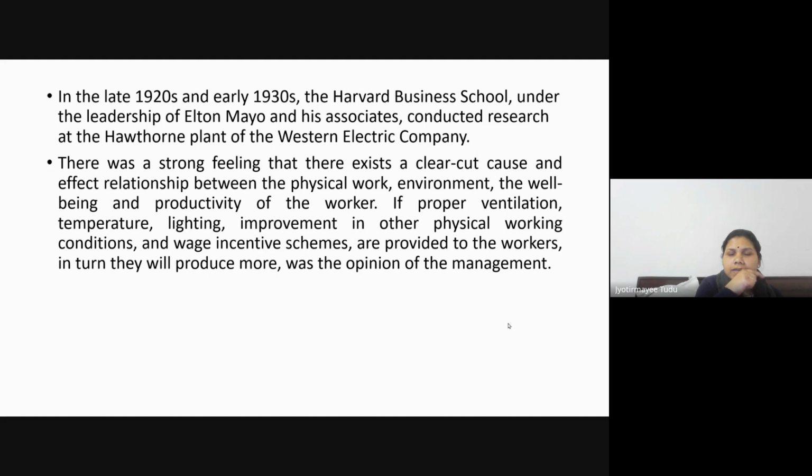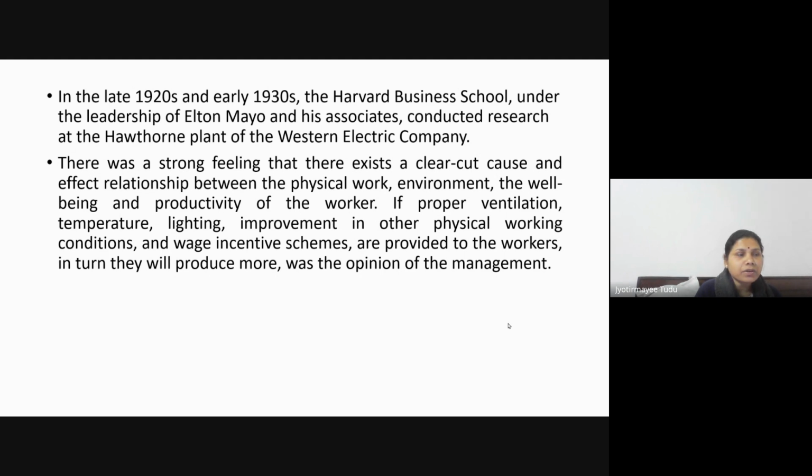So here the assumption has come up that if there would be proper ventilation, temperature, lighting, and improvement in other physical working conditions, and a wage incentive scheme for the workers, then definitely they will produce more. So that was the opinion of the management.